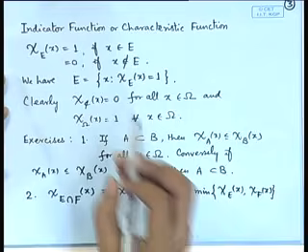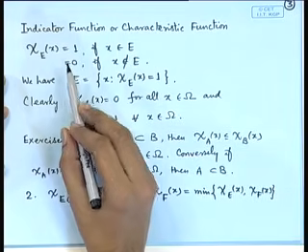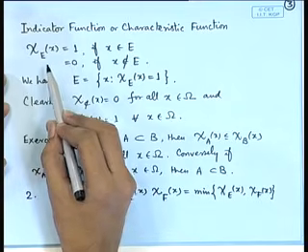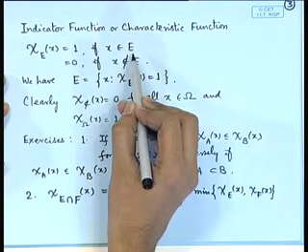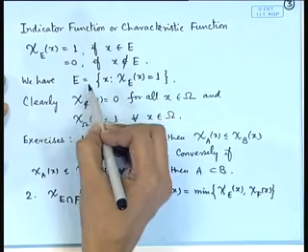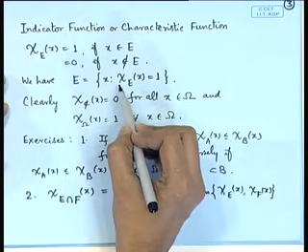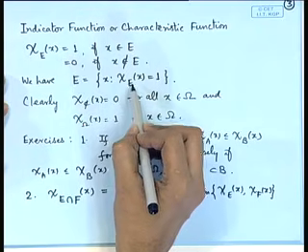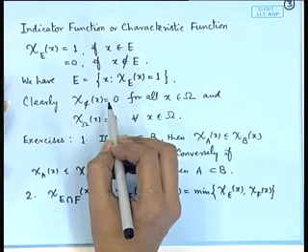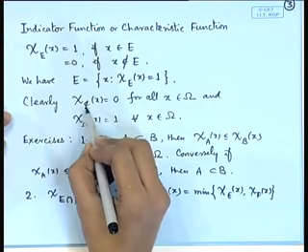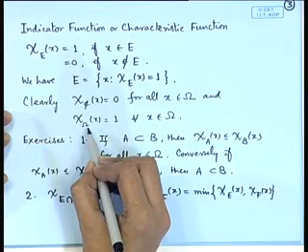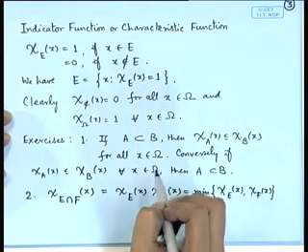Let us introduce the concept of indicator function or characteristic function. The characteristic function of a set E is defined to be 1 if x belongs to E, and it is 0 if x does not belong to E. Alternatively, we can write the set E as the set of all those points for which chi E of x is equal to 1. Clearly, the indicator function of the empty set is always 0, and the indicator function of the whole space is always 1.